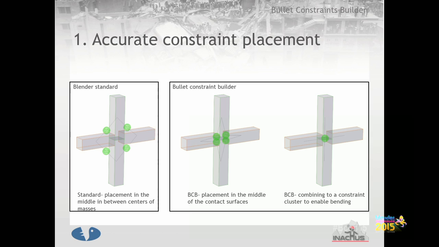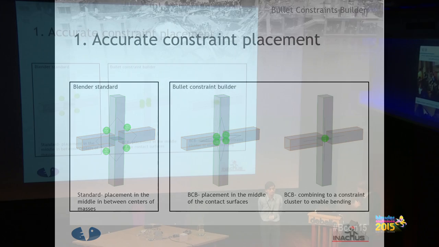This is the first point, accurate constraint placement. The standard Bullet in Blender, this viewport integration, places these constraints on the selected elements or in between those elements, and it's never exact. It's never on the contact area where it should be. On the left, you see two cases where our script has been placing the constraints exactly in the middle of the contact surfaces. And on the right side, you see still another function of this script. It can cluster constraints to one single point in space. This is important because those beams then have the possibility to bend, which wouldn't be otherwise possible.